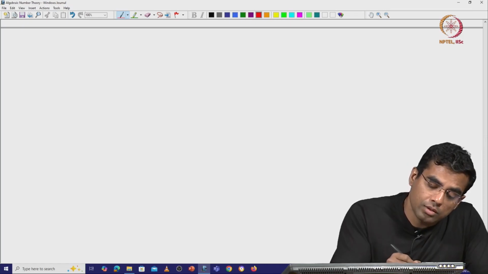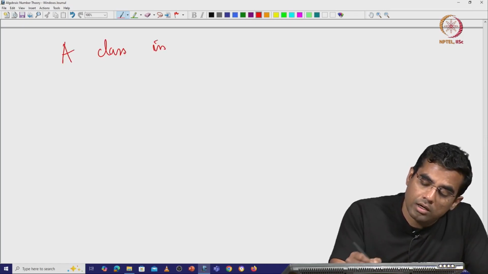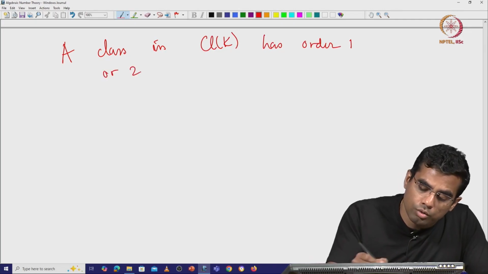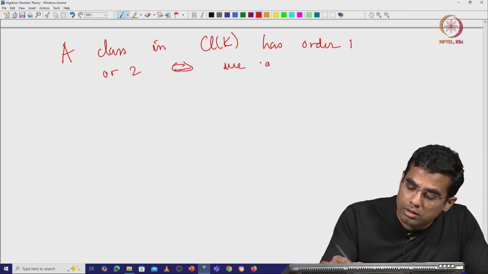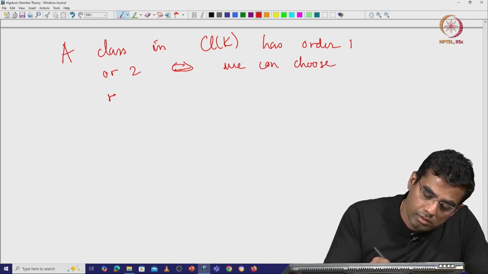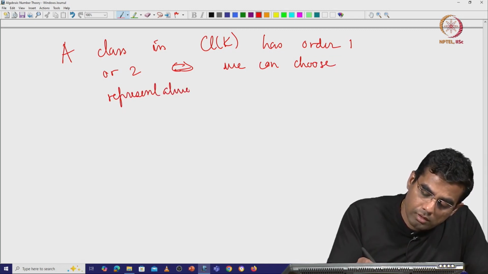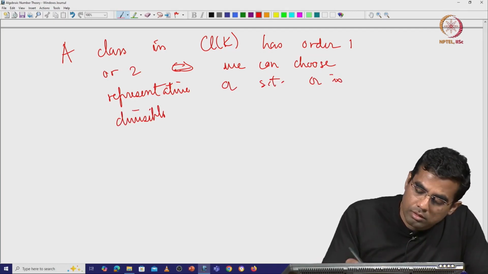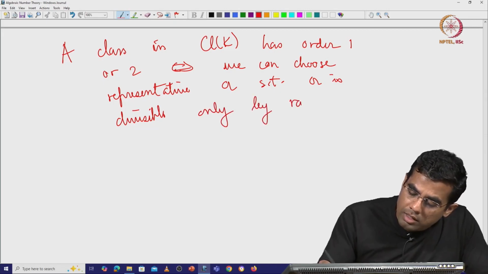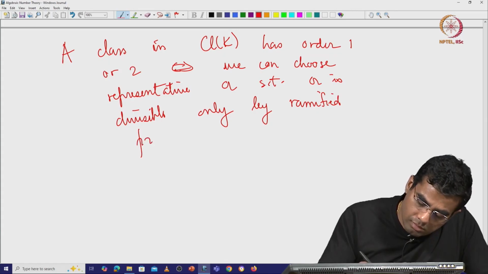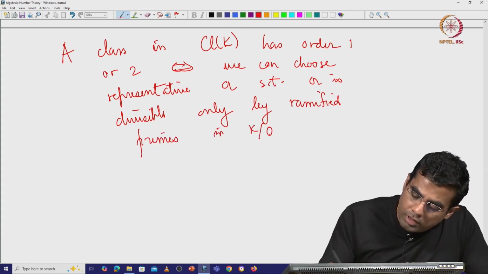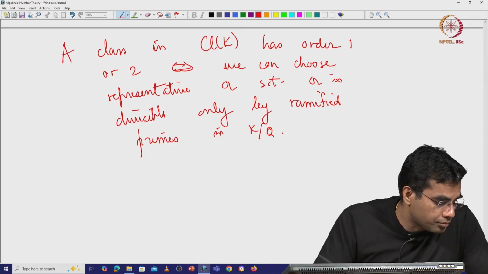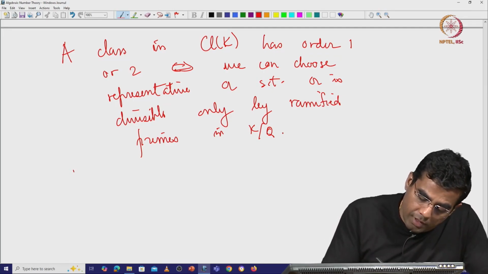Okay. So, let me say what we have proven up to now. A class in CL K has order 1 or 2 if and only if we can choose a representative A such that A is divisible only by ramified primes in K over Q, so primes that ramify in K over Q. Now, how many primes ramify in K over Q? Right. So, what are the primes that ramify?